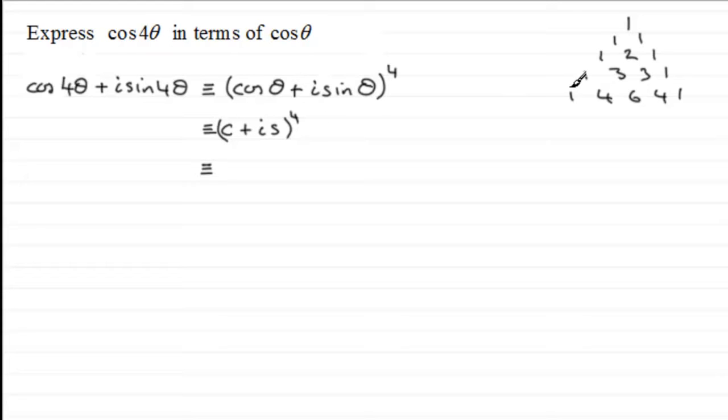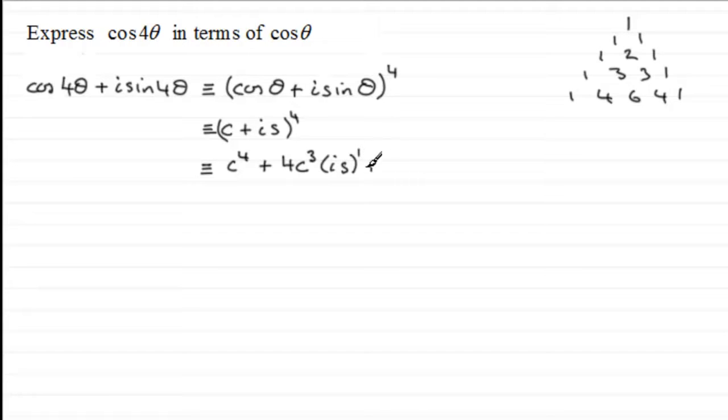So we start with 1. We've got 1 times c to the power 4. If you're doing the combinations method, this would have been 4C0, which would have given us the 1. And then we go plus, and we put our coefficient down, 4. With the combinations method, it would have been 4C1, that would have given us this. Drop the power of c from 4 to 3, and start to increase the power on is. It's is to the power 1.